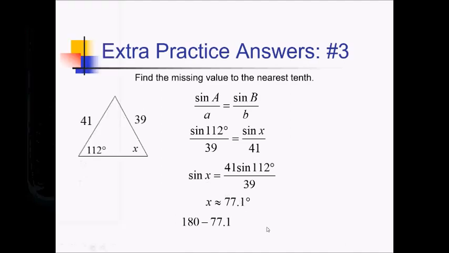So that's 102.9. So the question is, does this fit in the triangle with the angle that's already in there for sure? So 112 plus 102.9, is that less than 180? It is not. It's definitely more than 200, so it's definitely more than 180. What that means is that that's actually not a good answer, so we'll cross that off. And then the only answer is actually just going to be the 77.1.